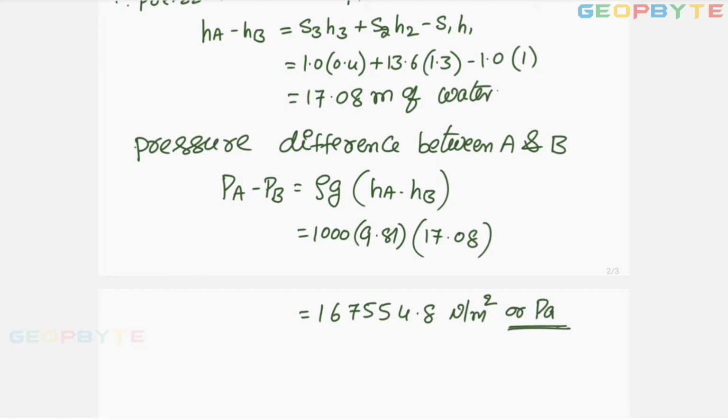That is how the pressure difference between A and B can be decided with a differential U-tube manometer. Let us take one more problem.